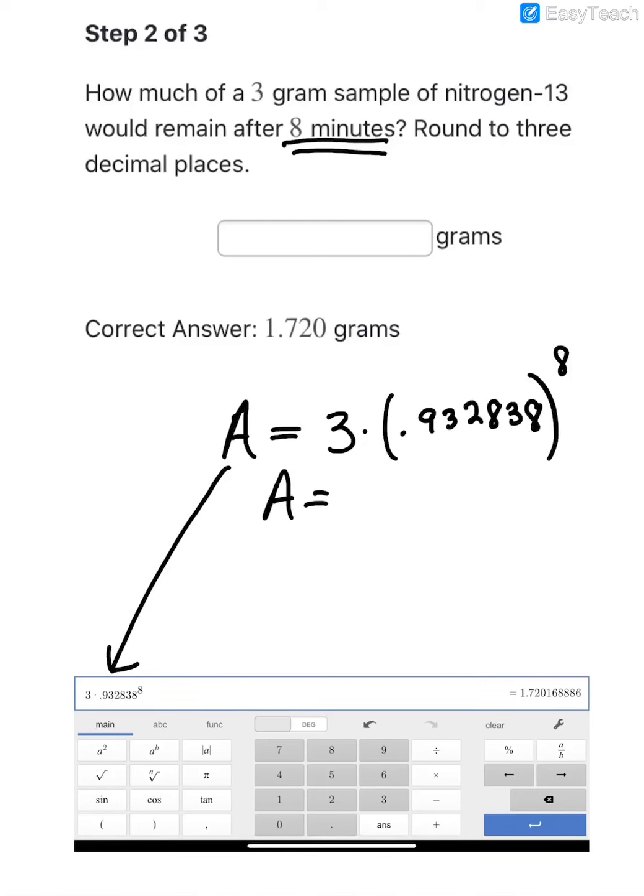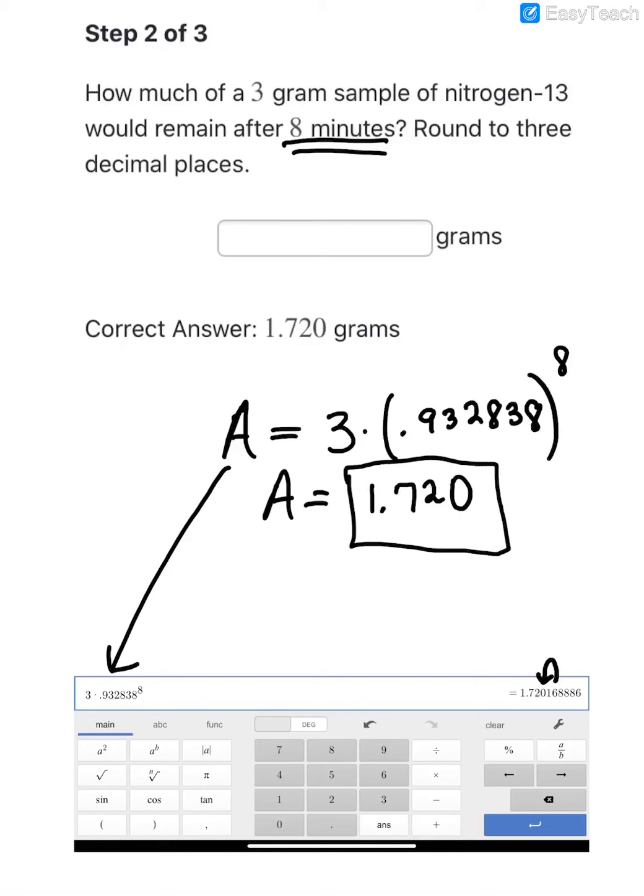You'll notice that with 3 decimal places, we are going to be left with 1.72. The 1 here tells me to leave the 0, so 1.720 grams in that case.